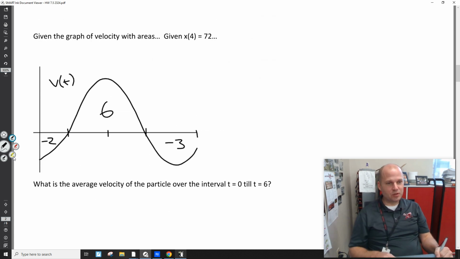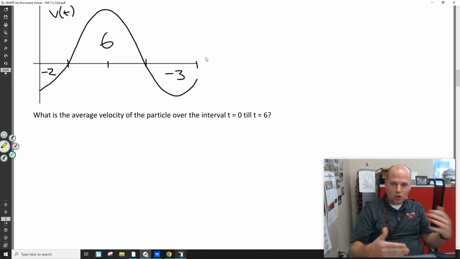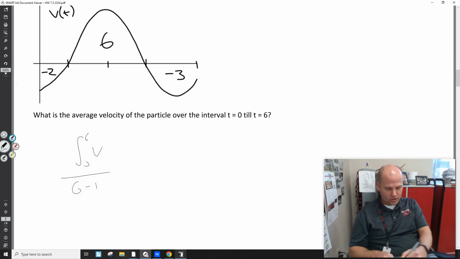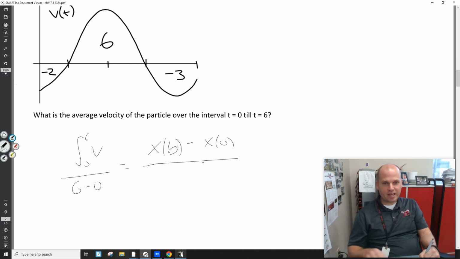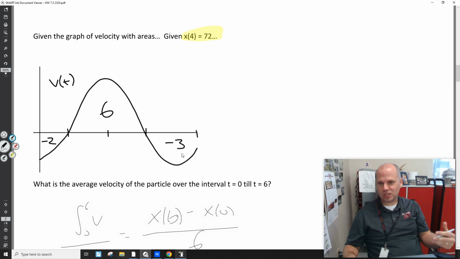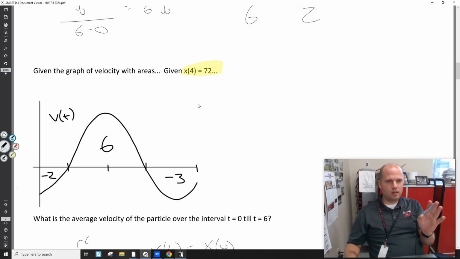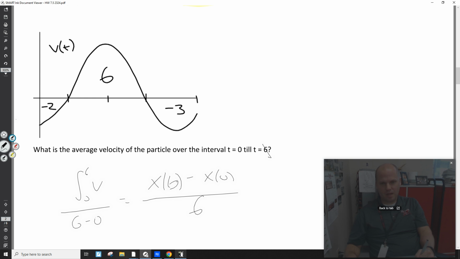Yeah, I'm doing this on purpose. I'm giving you x of 4 is 72. You could find the average velocity over the interval by doing your position at 6 minus your position at 0. Your position at 6 would be 72 minus 3, which is 69. Your position at 0, well, 72 is, okay, sorry. Sorry, this is bad. This should be 4. My bad.